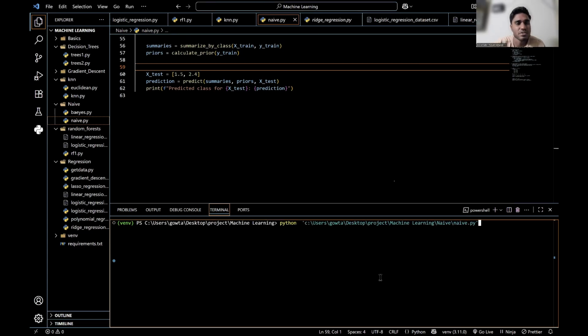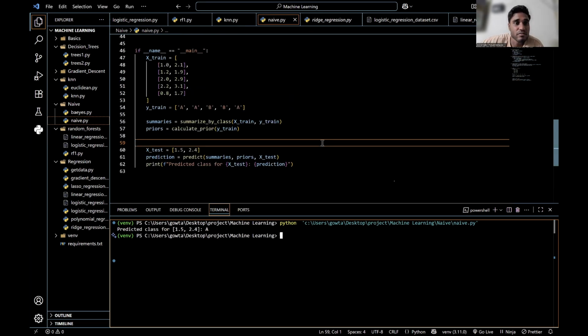Now let's run this code to check the output. So the predicted class, using the given data for the test variable 1.5, 2.4, is A.